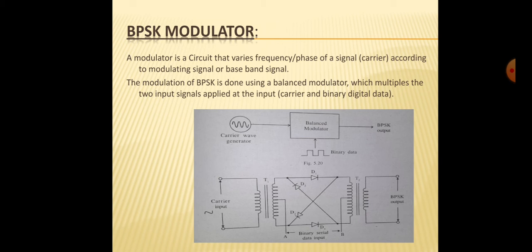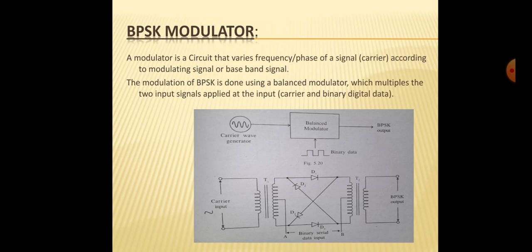That is when binary 0 is applied. The next one, when binary 1 is applied at the input, A will be negative and B will be positive. So diodes D2 and D3 will conduct, and the BPSK output will have a 180 degree phase shift during this time. Okay, so like this the modulator will be working.